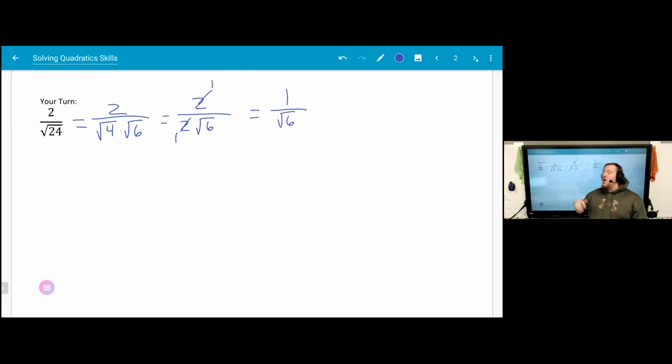And now I can rationalize the denominator. Multiply both top and bottom by the square root of 6. I'm just multiplying by 1. It's a fancy version of 1, but we can do that. This becomes the square root of 6 divided by 6.